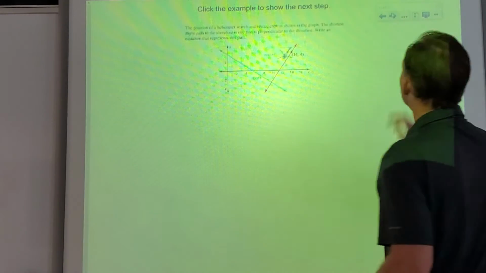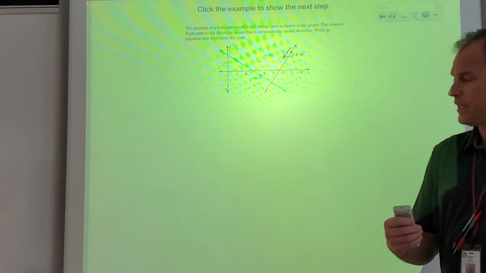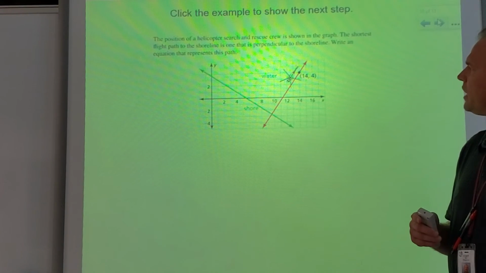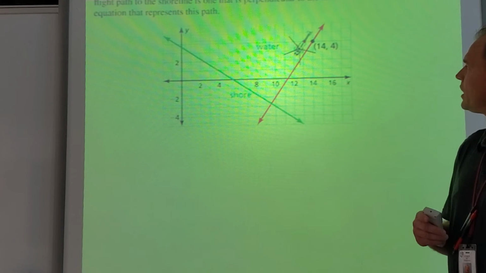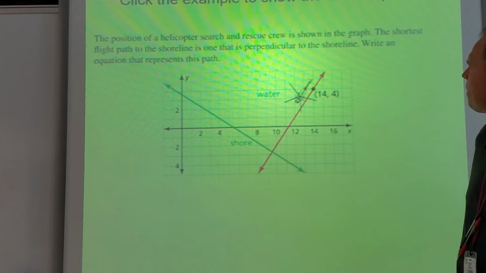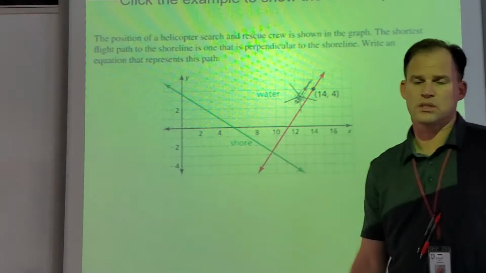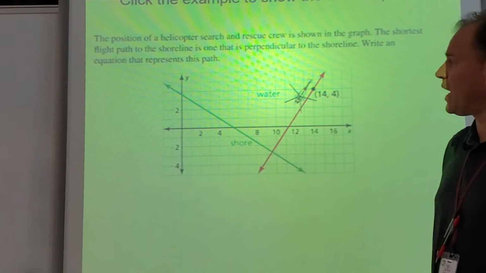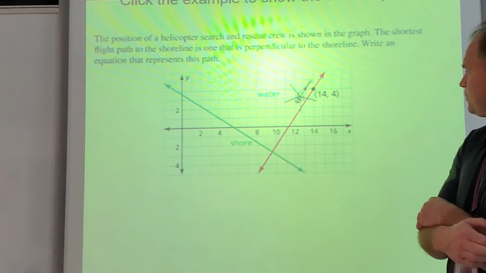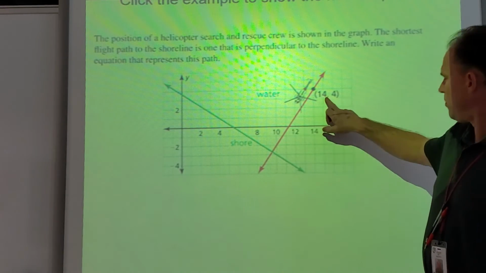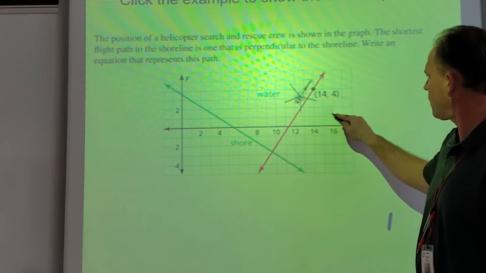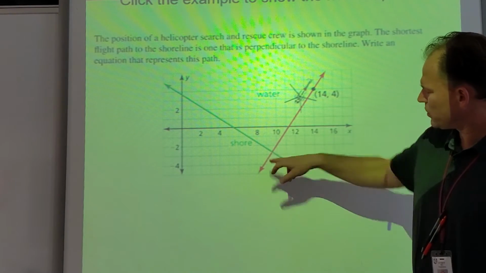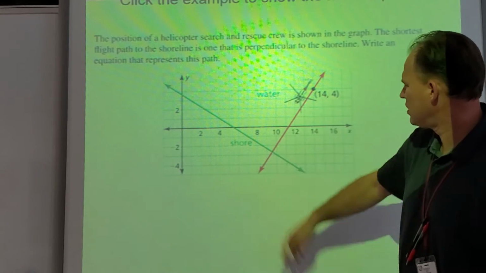All right? So, I know it's hard to read, but this says that there is a rescue crew in a helicopter. It wants to know the shortest distance in a straight line. You got to find the equation of the perpendicular line. So, what do I know? Not much. I know a point. I got my 14, 4. I can't write it zoomed in, sorry. I can't really see where they cross. I can't see another point on there.